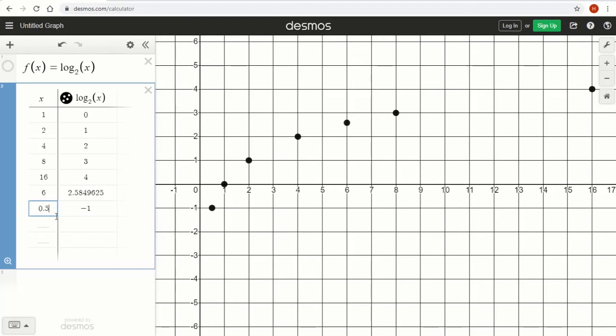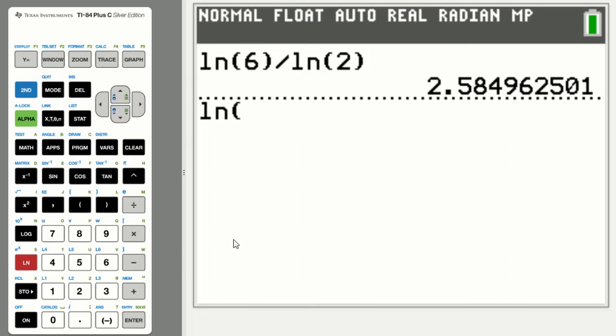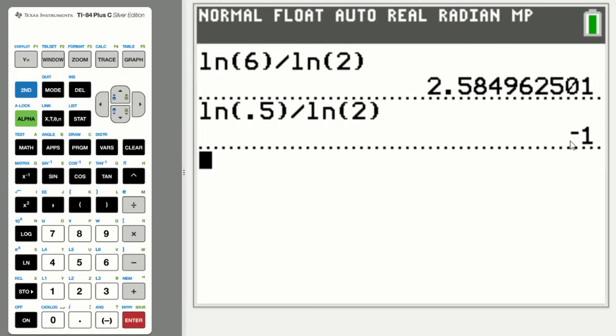Let's quickly swing back to our TI calculator and verify. So as far as the operation, we're doing log base 2 of 0.5. So log base 2 of 0.5 on the TI calculator, I can make a choice for using ln. So ln of 0.5 divided by ln of the base. And here the base is 2. And so the answer here is negative 1. And that agrees with the answer that came out from Desmos.